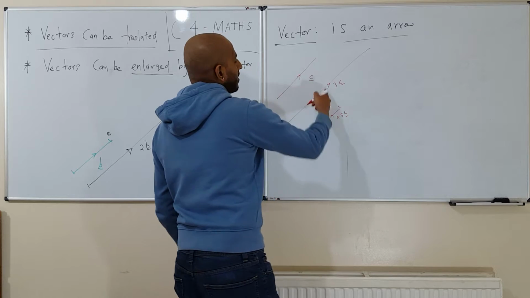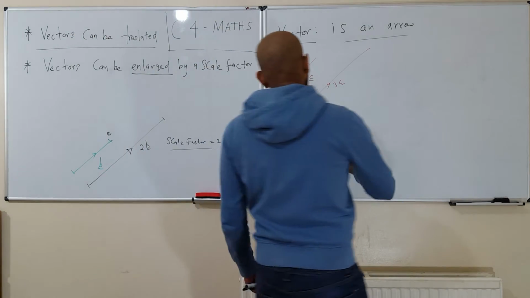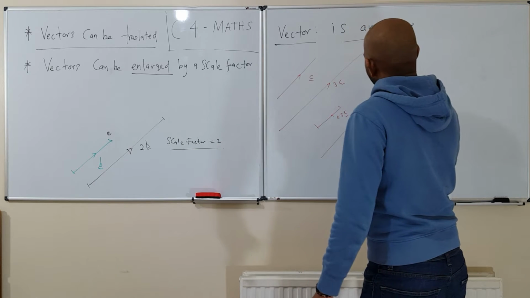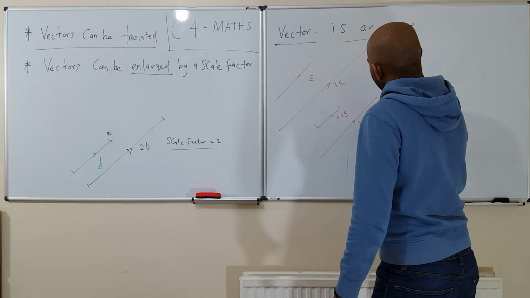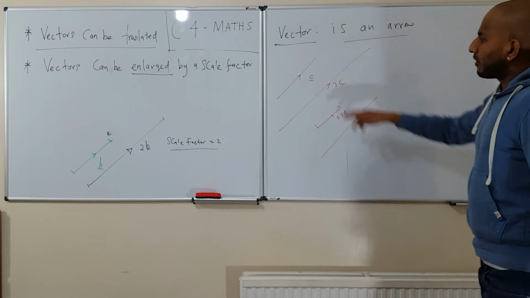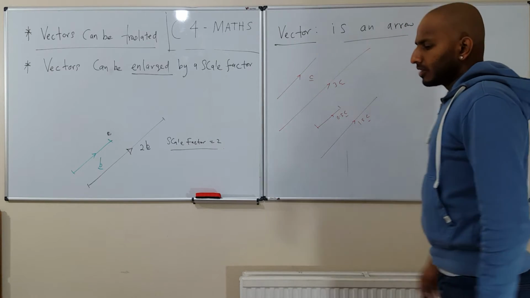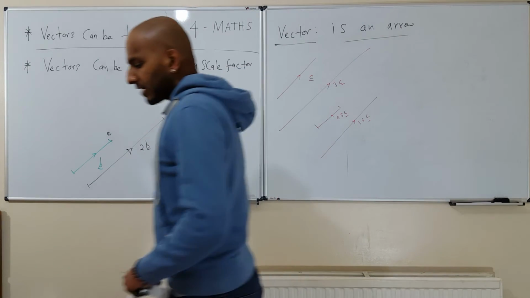They all are, however, parallel to each other. Or I can enlarge this one by 1.5. It's maybe like that. 1.5c. And you can see when I'm writing vectors, there's a dash at the bottom. That's how to depict vectors, to distinguish between scalars and vectors.